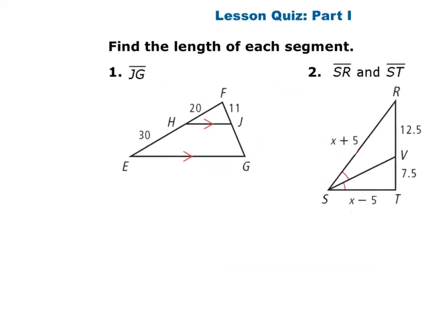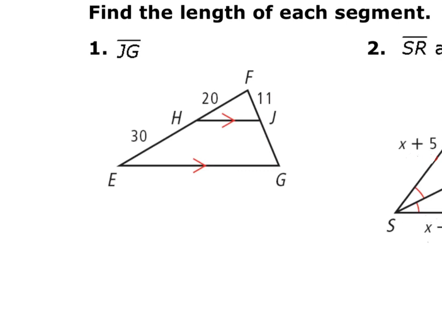Okay, our next example, find the length of each segment. So we're looking for JG here. What proportion can we set up? 20 over 30 is equal to 11 over x. Perfect.